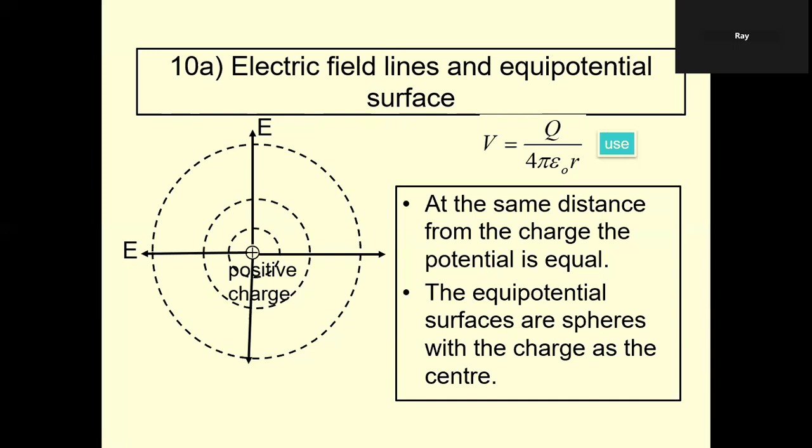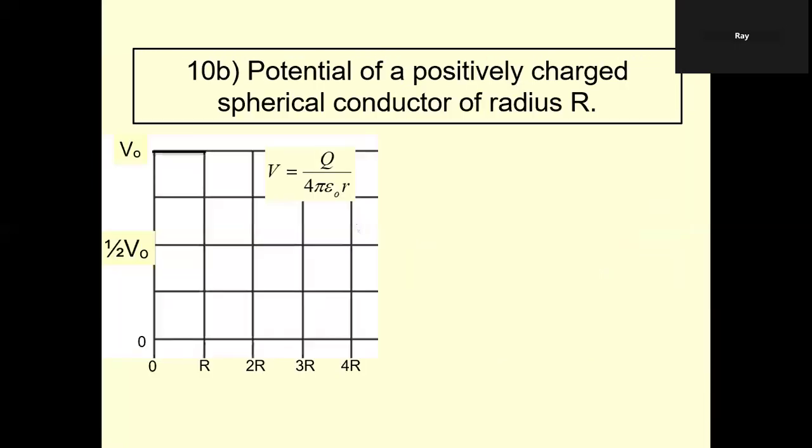Right? Know how to use it. Formula in the data sheet. Okay. Quite common to ask you to draw. Potential of a spherical conductor is uniform, the same throughout the sphere. It's V naught at R.